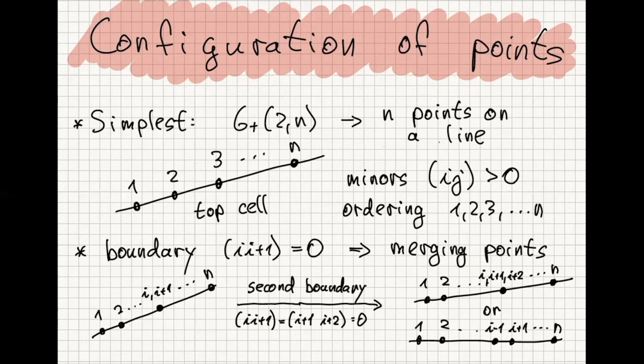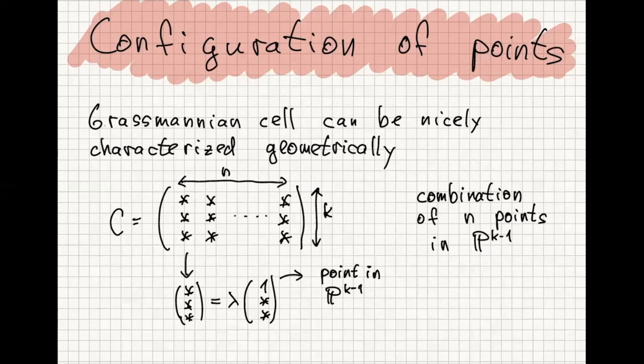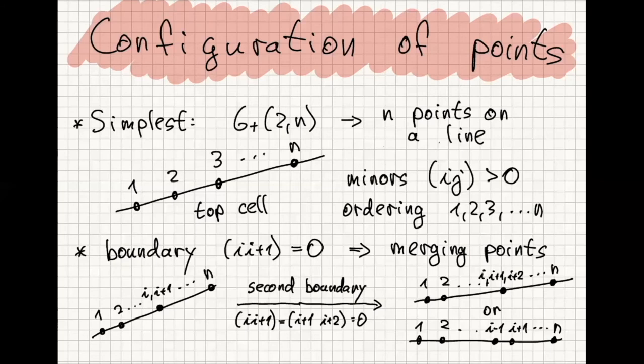Now we can go to a second boundary when we send two of the minors to zero. And as I said before, sometimes there can be more solutions. So if you send (i, i+1) to zero and (i+1, i+2) to zero, there are two solutions. In one, all these three points i, i+1, i+2 are merged together. But the other solution is that the point i+1 is completely removed, which in this way of writing it means sending this lambda to zero. We just completely erase the point. And these are two different sets.